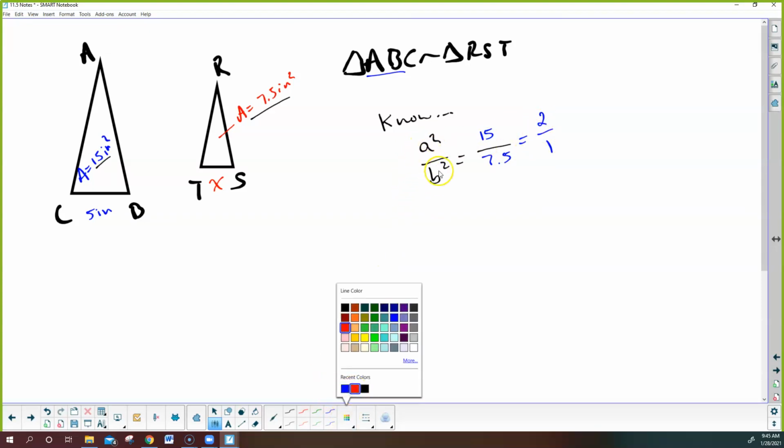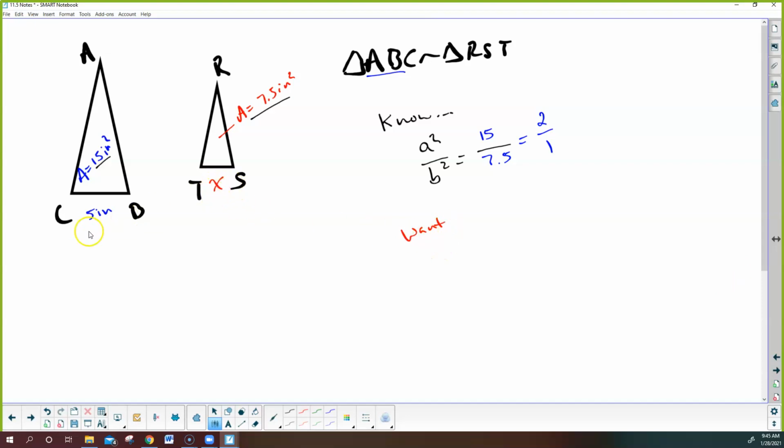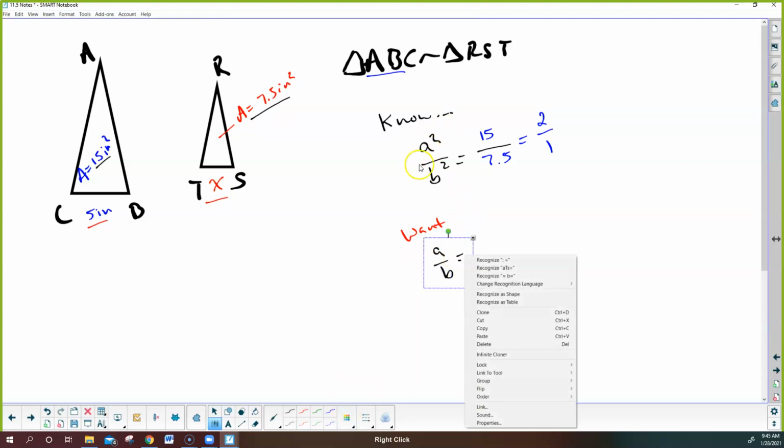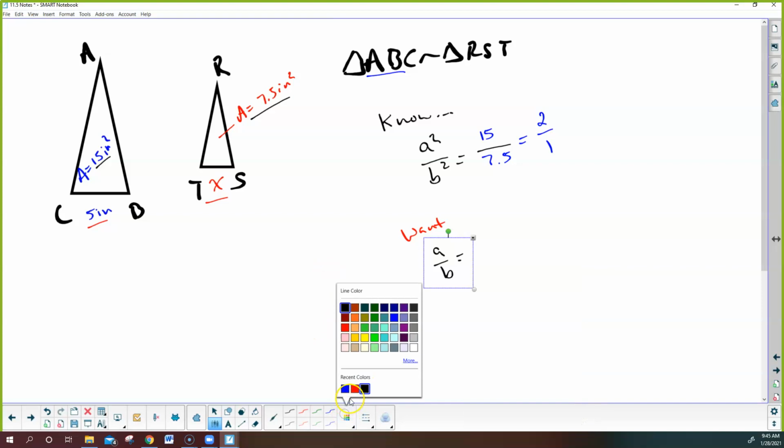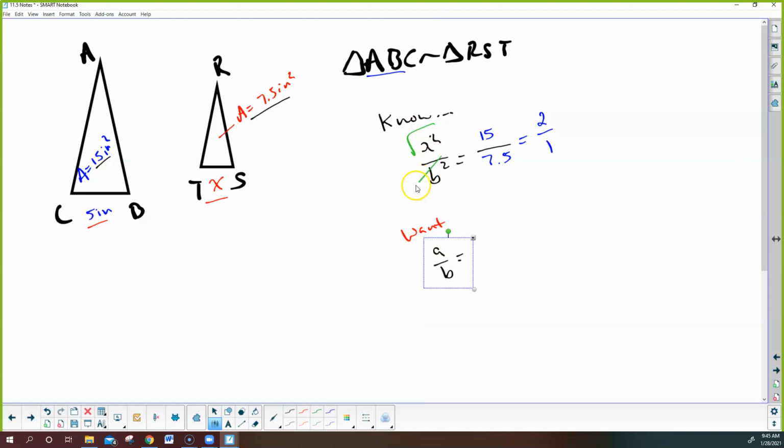Okay, now that's what a squared over b squared is equal to right here. What I want then is to find a side length. And if I'm looking to compare side lengths, the ratio is just a to b. So I need to do something to this a squared over b squared to make it a over b. Well, the thing that we do to get rid of the squares is we're going to square root every side. So the square root of a squared is a. The square root of b squared is b.